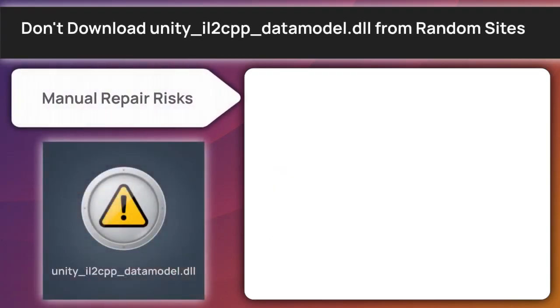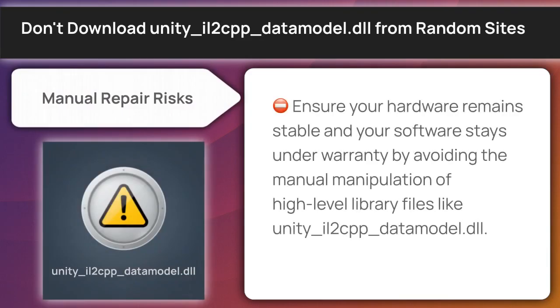While we've identified the fix, it's vital to discuss how to keep your environment secure from common threats. The version of Unity IL2CPP Data Model DLL found on most download sites is often compiled for different hardware, which can cause your CPU to work harder or crash.